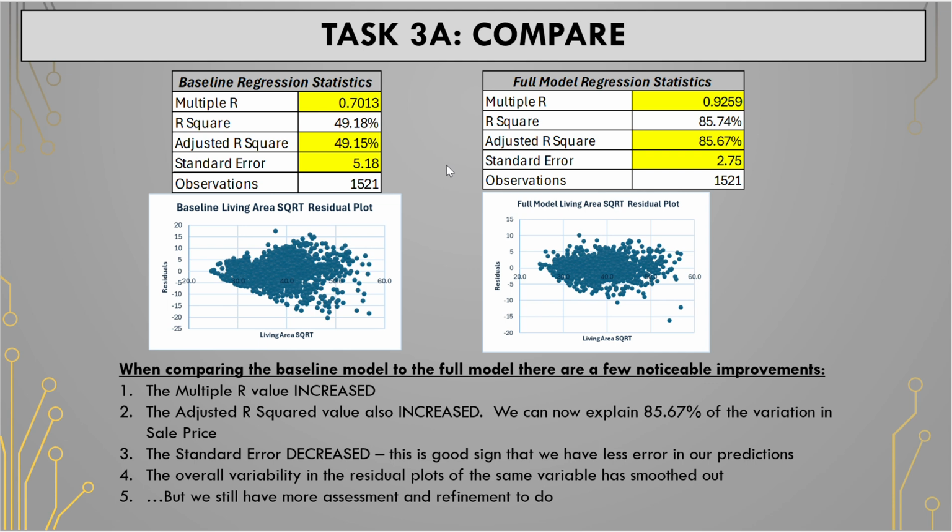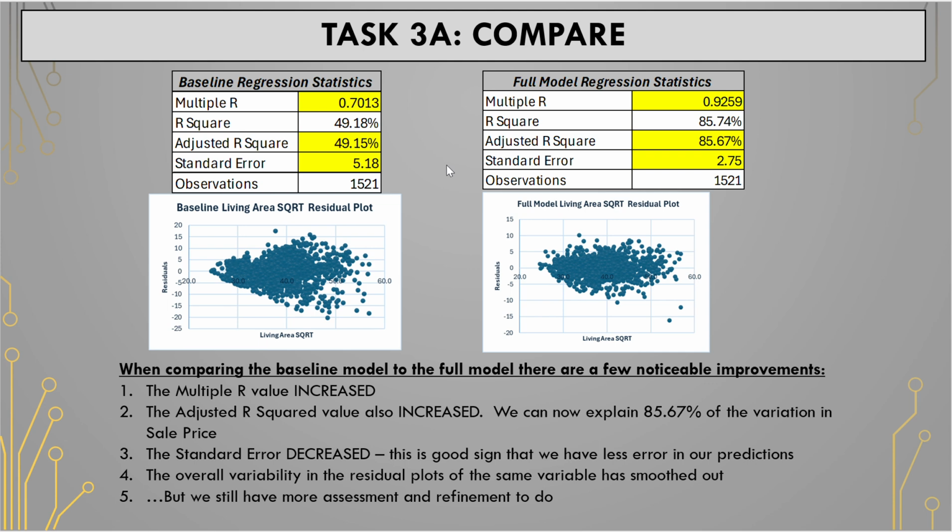So almost or a little more than a 35% increase in the amount of variation we can explain in sale price. Now remember, if we can explain 100% of the variation in sale price, that means we can predict it perfectly. So that is also a criteria that we can use to assess improvement.